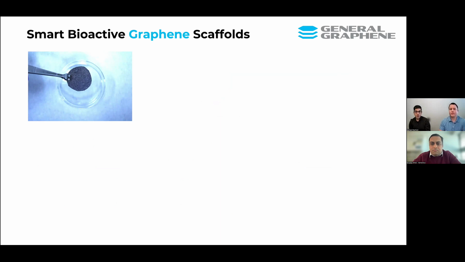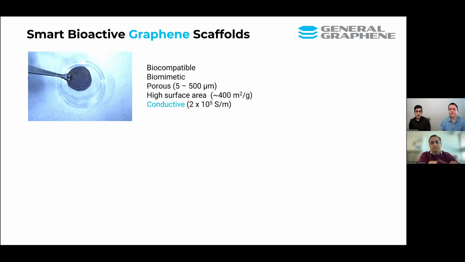These are what we like to term smart bioactive materials. This image is something that a typical collaborator of ours in the cell culture space would expect to see the product in. Our graphene foam has features such as biocompatibility, which was recently validated with an independent lab per the ISO 10993-5 protocol. We also have a very biomimetic environment, so it's representative of how things occur at a biological level inside your body, or in vivo conditions.